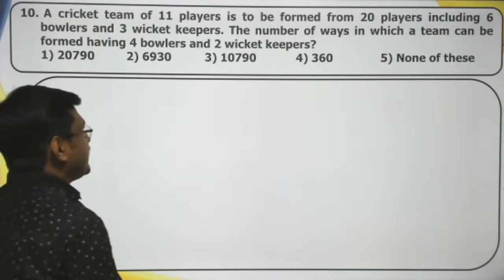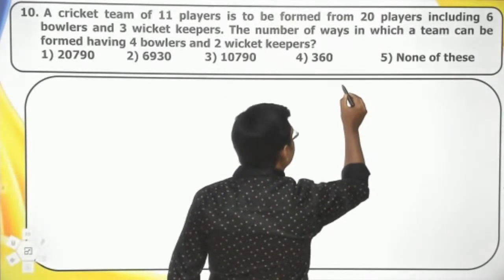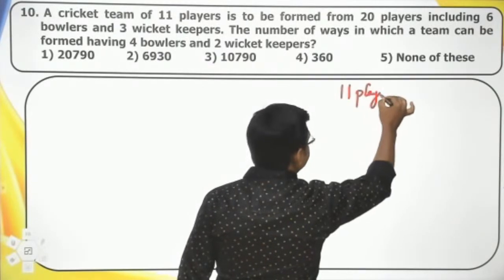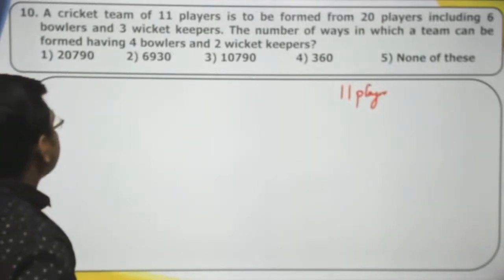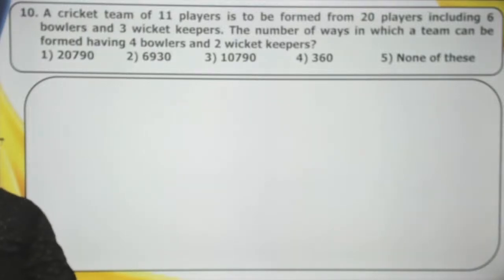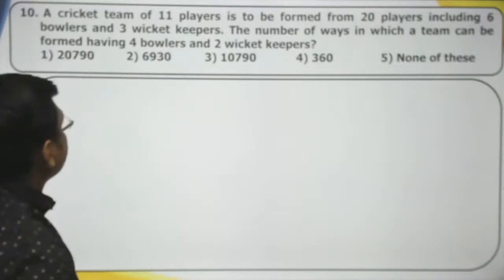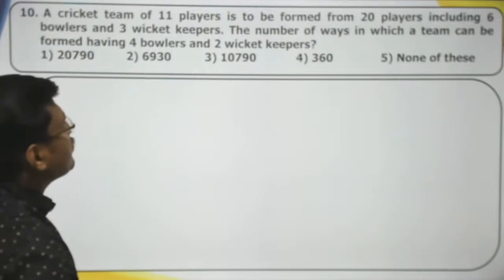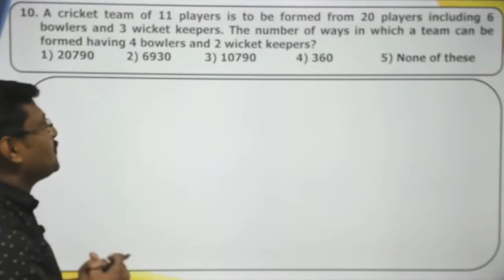Here this is combination, right, since we are selecting. A cricket team of 11 players is to be formed. We need to form a player group of 11 players from 20 players. So I am reading that question. A cricket team of 11 players is to be formed from 20 players including 6 bowlers and 3 wicket keepers. The number of ways in which a team can be formed having 4 bowlers and 2 wicket keepers.